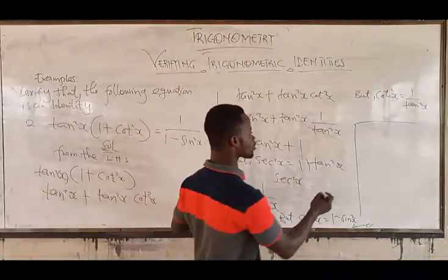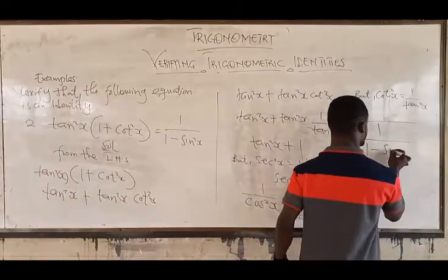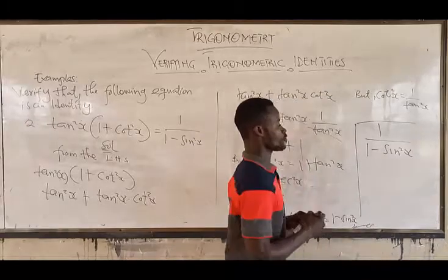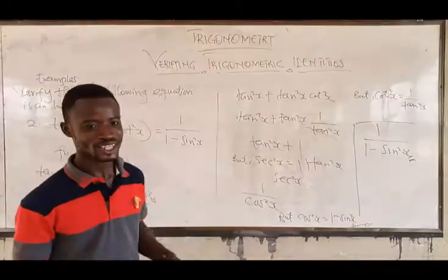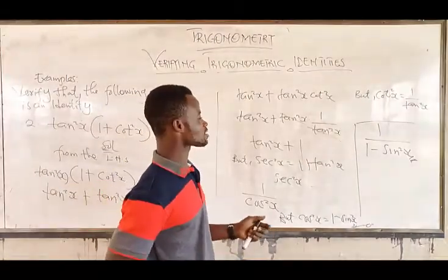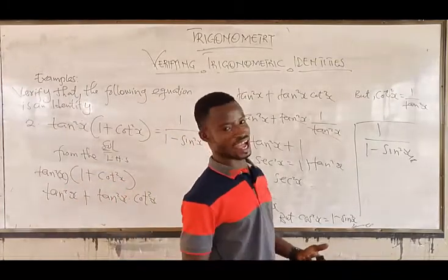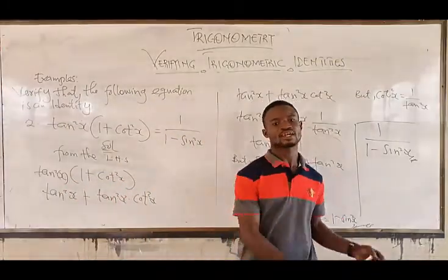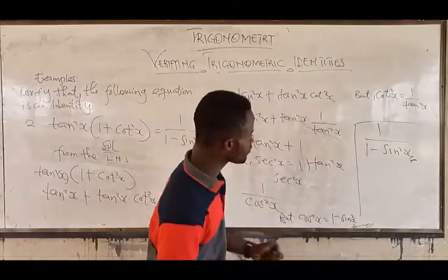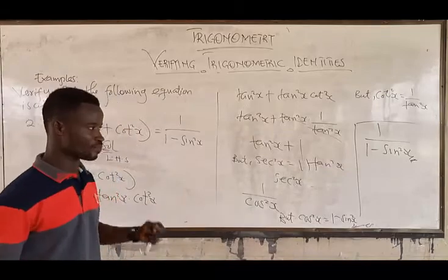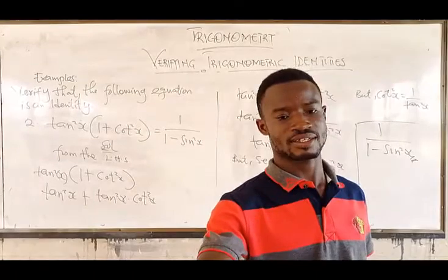Therefore, we can conclude that 1 over, because we know this to be this side, 1 minus sin square x. Very good. And that is for that. So see the left side. Since the left side is identical to the right side, the given equation is an identity. The given equation is an identity. Oh, I love this stuff. Very good. Let's move on to the next example.